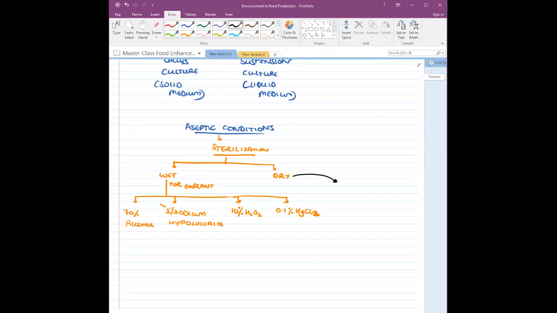So this dry one, guys, we are talking about is your autoclave, and especially in your autoclave, what are we going to see? You are going to have high temperature. Okay, so you're going to encounter high temperature, you are going to have increased pressure, more temperature, more pressure. And this is going to be used for mostly your glass equipment, media, etc., to sterilize the media.